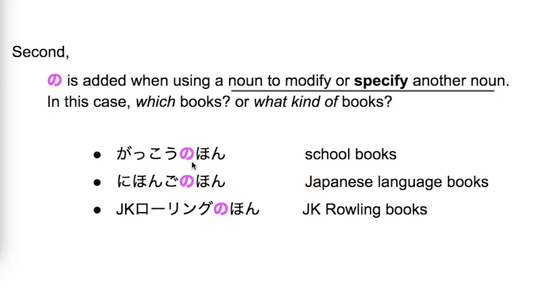Gakko no hon, school books. Nihongo no hon, Japanese language books. J.K. Rowling no hon, J.K. Rowling books. So when you use a noun to specify another noun, we need the particle no added in between.